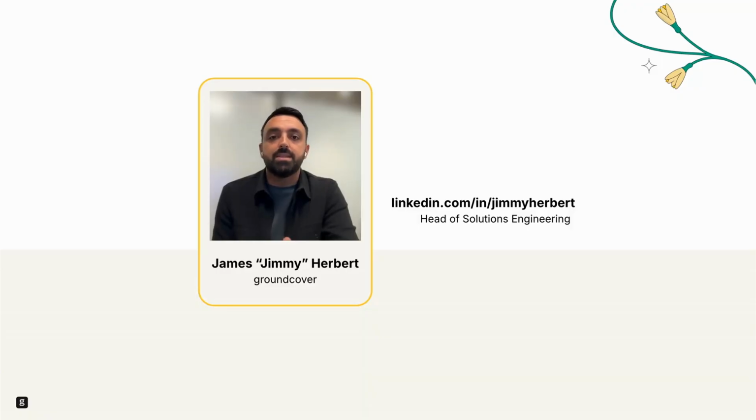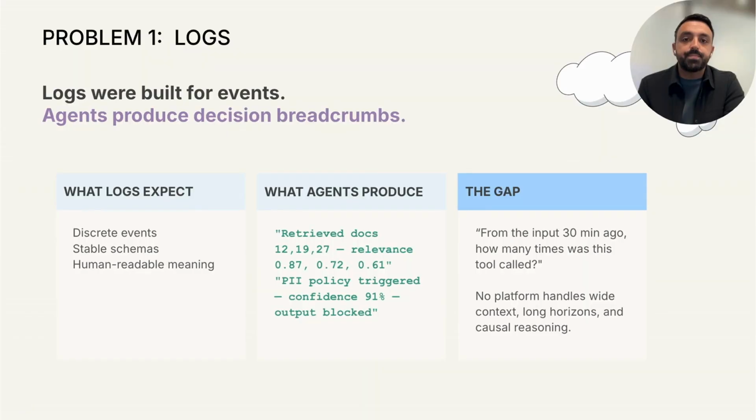My name's Jimmy. I lead the solutions engineering team here at GroundCover. And I want to share today that it's actually not really a product pitch. It's more of a diagnosis. Something fundamental stopped working in observability once AI systems became part of the software lifecycle itself. And this is not a feature problem. It's not a we need better dashboards or more AI features problem. This is a systems problem. The operating assumptions underneath observability are changing.